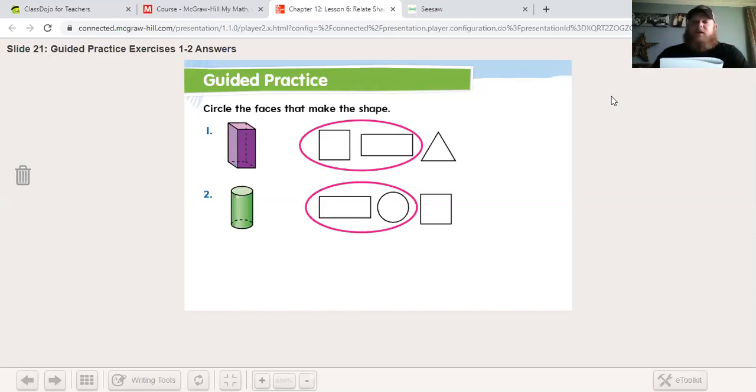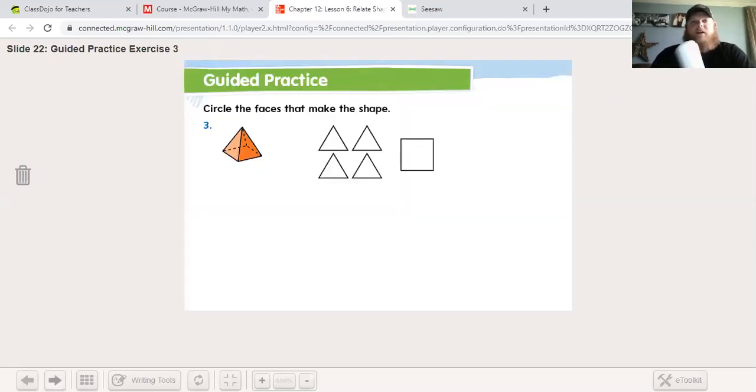Now if I took a square, it'd be harder to make it completely round or be really skinny. So the easiest shape is a rectangle. So the guided practice is circle the faces that make the shape of a pyramid. Yeah, 4 triangles and a square. Actually, you're going to use all 4 triangles in that square.